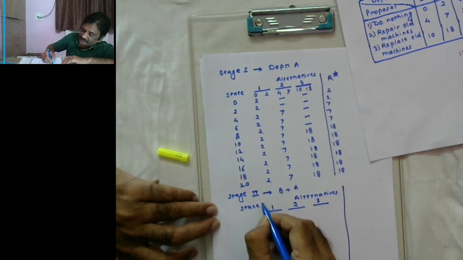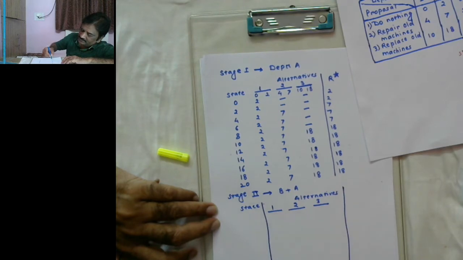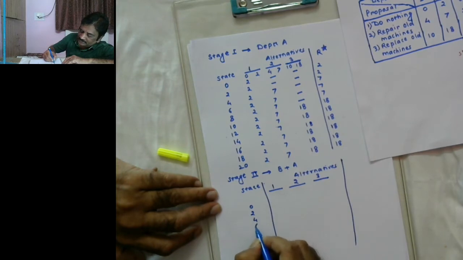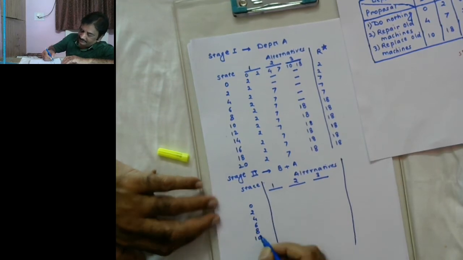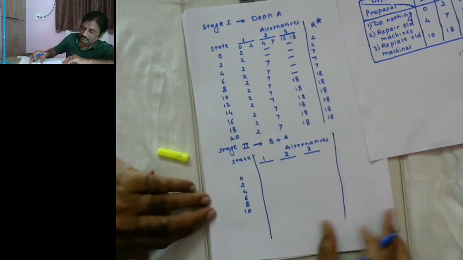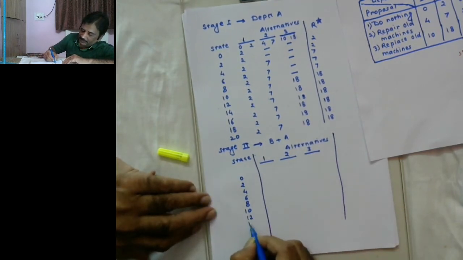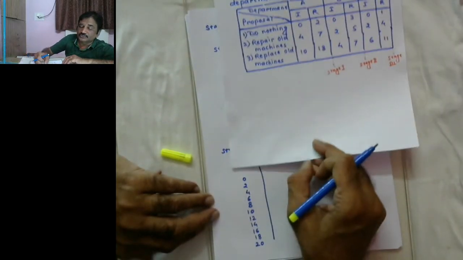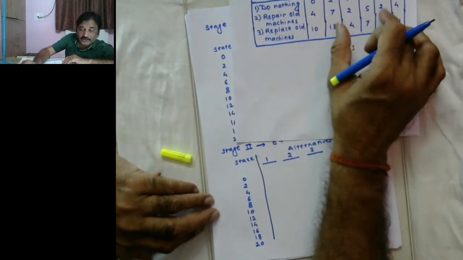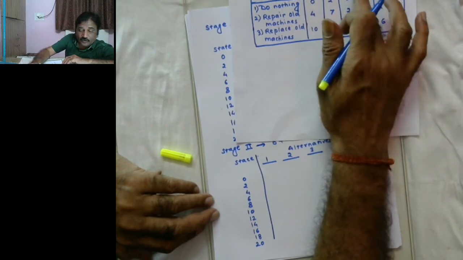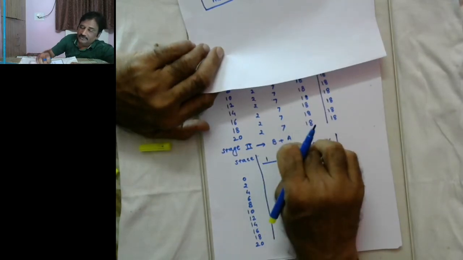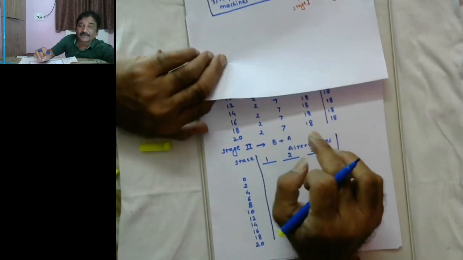What are my states? Again my states are going to be 0, 2, 4, 6, 8, 10, 12, 14, 16, 18, and 20. Alright? Now, let's collect the alternatives. Alternatives must be taken only for department B, even though we are dealing with B along with A, but the alternatives will be only for department B.